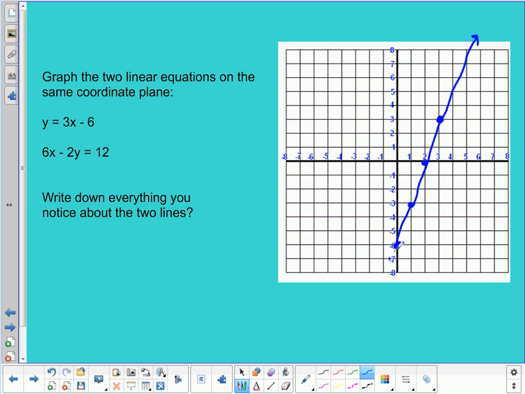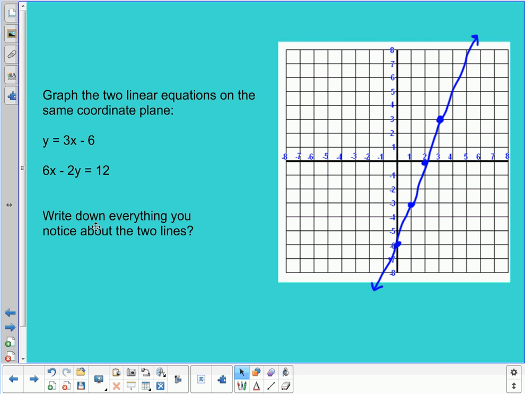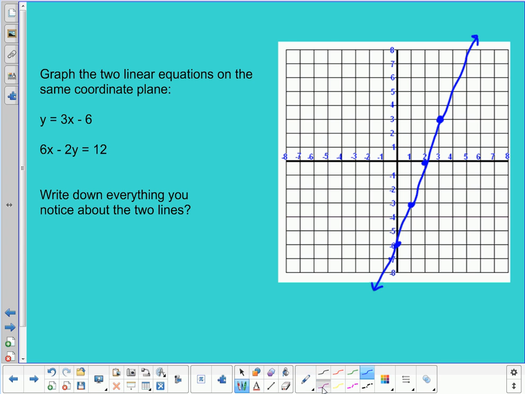Now that other equation, 6x minus 2y equals 12, is not in slope-intercept form, so that's the first thing I'm going to take care of. I'm going to subtract 6x from both sides. That gives me -2y equals -6x plus 12. And then I'm going to divide by -2. And that gives me y is equal to 3x minus 6. And then when I graph that, I'm down here at -6 and up 3 over 1, up 3 over 1, up 3 over 1. And you'll notice that it ends up being the exact same line.